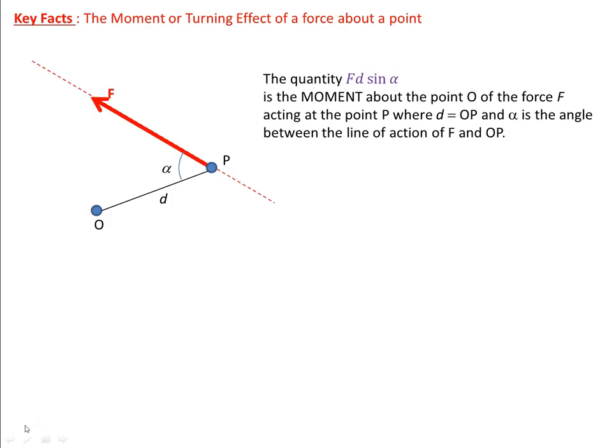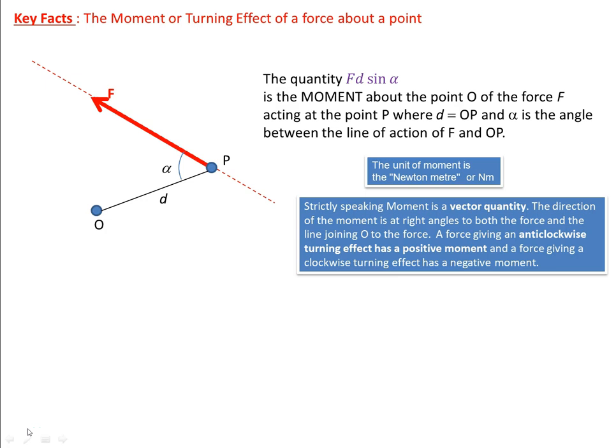Now it's important that we can calculate the moment of a force about a point. We need to realise that the unit for moment is the Newton metre, and that strictly speaking the moment of a force is a vector quantity, with the direction of the moment being at right angles to both the force and the line joining O to the force. So that is out of the plane containing the force and O.